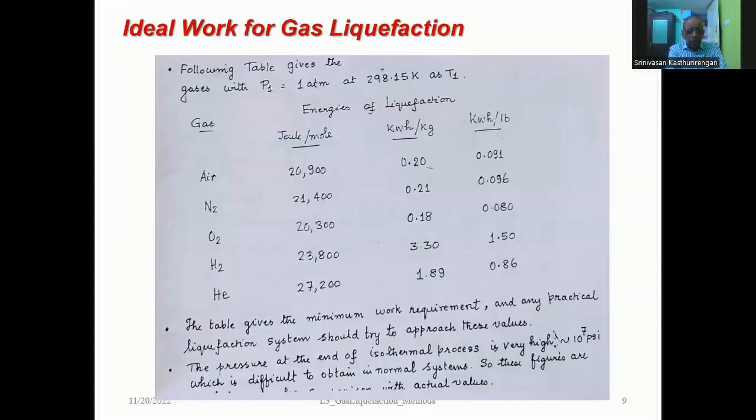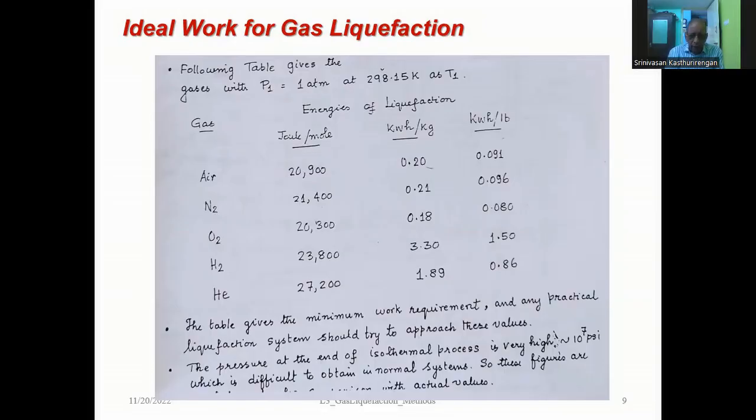Now let us find out what is the ideal work for liquefying, let's say, different gases. We can have different gases like air, nitrogen, oxygen, hydrogen, helium, etc. We can start with 1 atmosphere pressure at 298.15 Kelvin. That can be our initial temperature. And then we can calculate the energies of liquefaction in units of joules per mole, or kilowatt hour per kg, or kilowatt hour per pound.